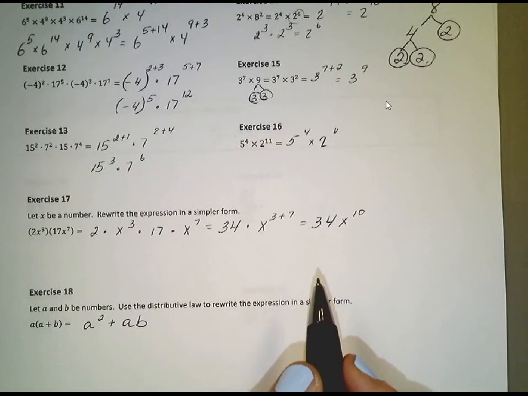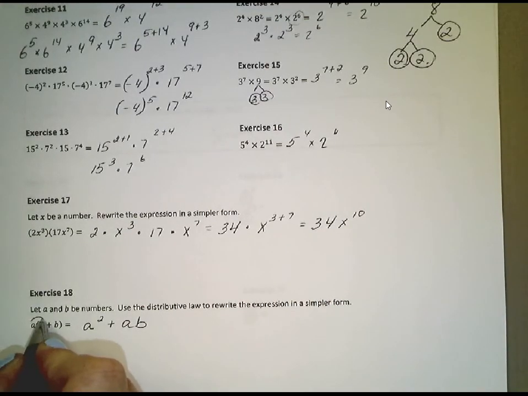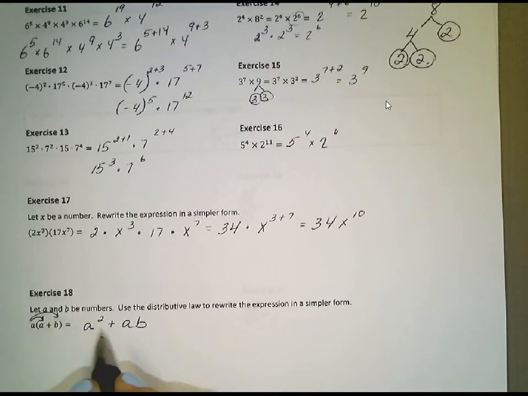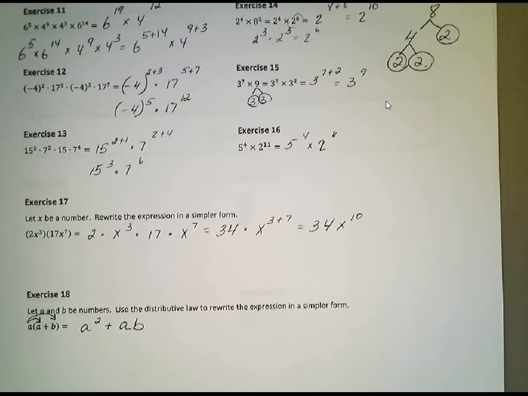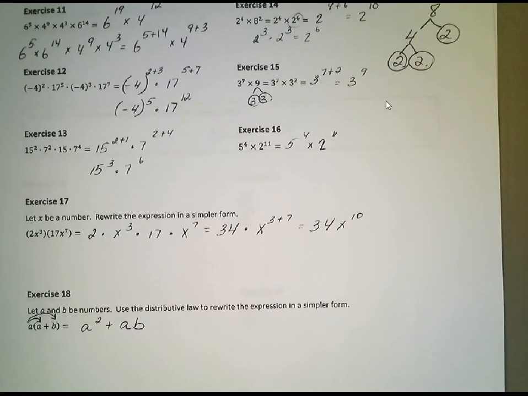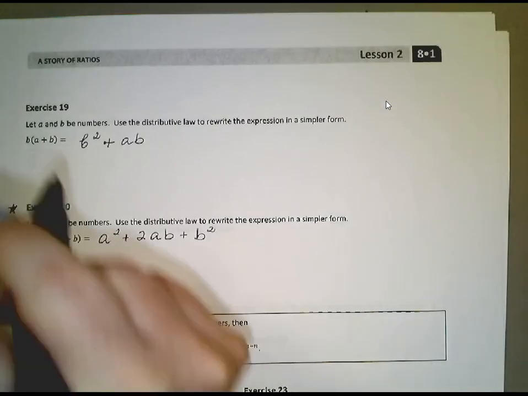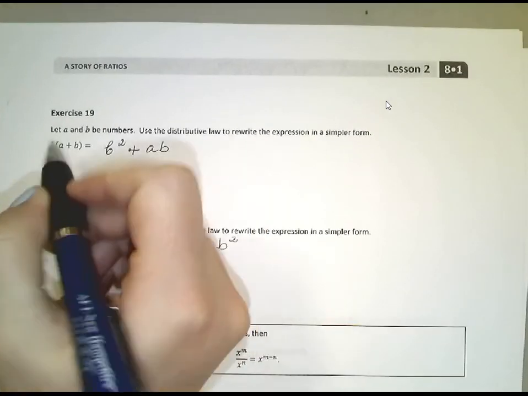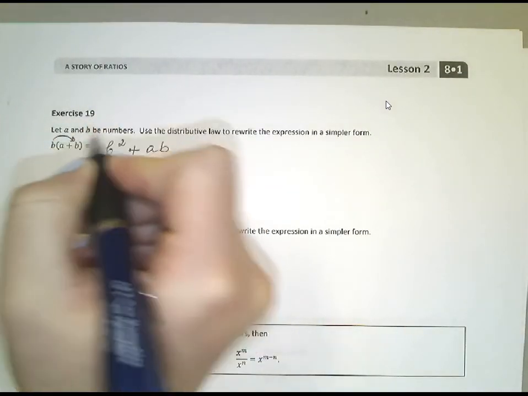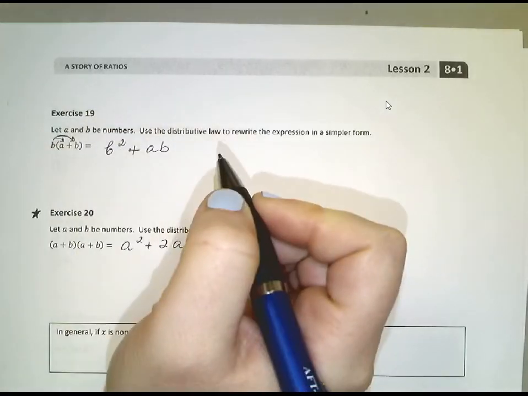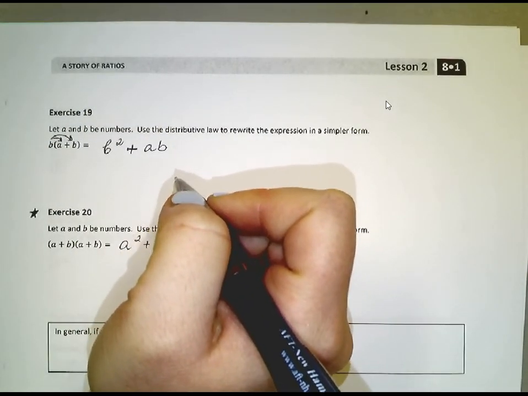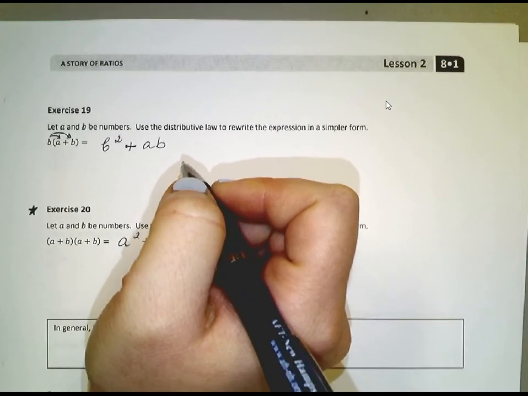Exercise 18, I'm going to use the distributive property to multiply a by a plus b. A times a is a to the second power. A times b is ab. Okay, so a times a is not 2a, it is a to the second because it's repeated multiplication. Same goes for the next one. When we have exercise 19, we have b to the second because I'm multiplying b by itself, and ba next to it. You can call it ab, you can call it ba. Still the same thing, right?